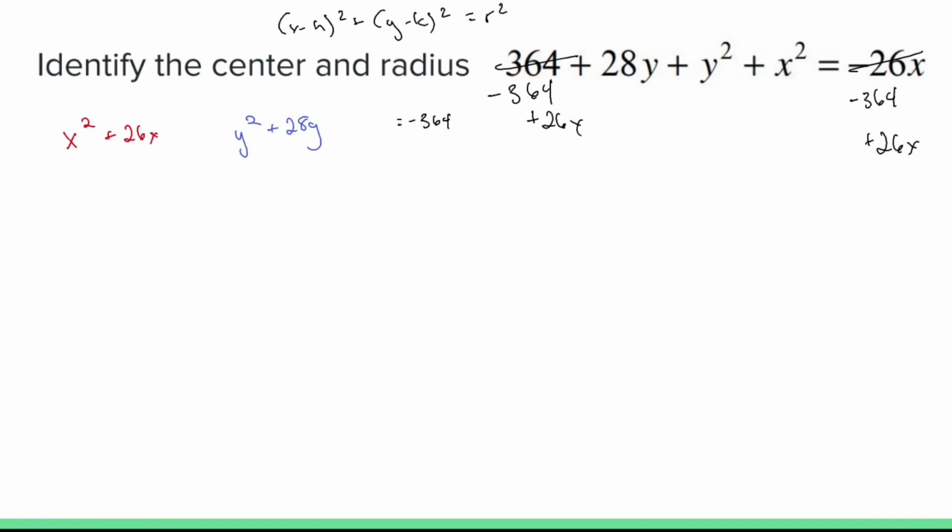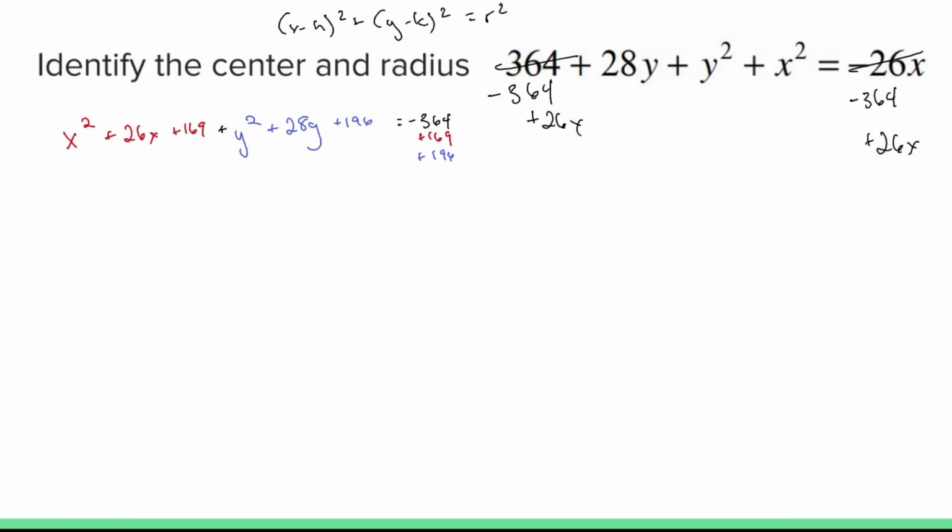All right, we can do this. Half of 26 is 13, square that is 169. So if I add 169 on the left, I add 169 on the right. Half of 28 is 14, square that is 196. So if we add 196 to the left, we have to add 196 to the right. Big plus sign in the middle.